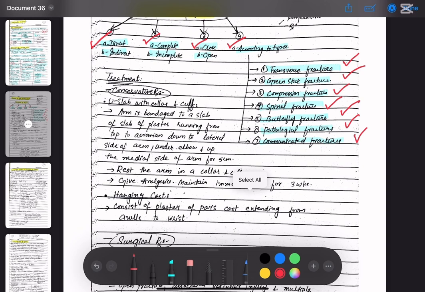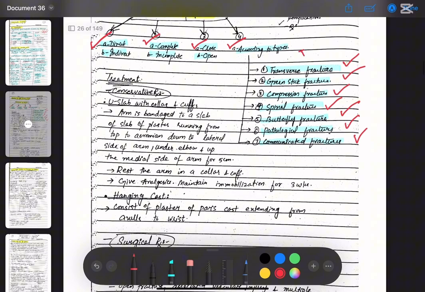Transverse, greenstick, compression, spiral, butterfly, pathological, and comminuted. Okay, GCS, BP, and TC or CT. Okay, we got it.